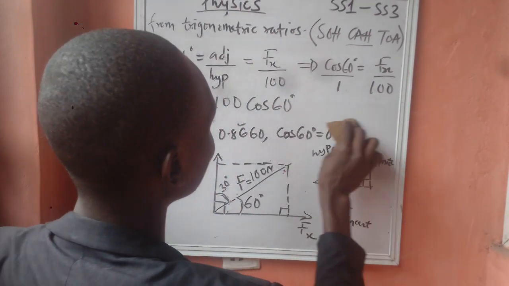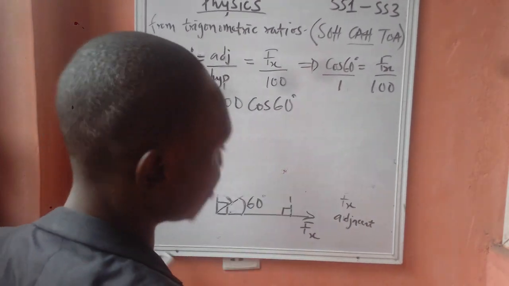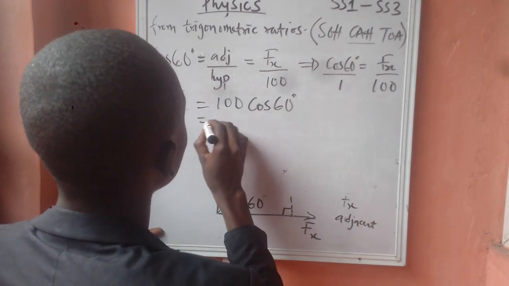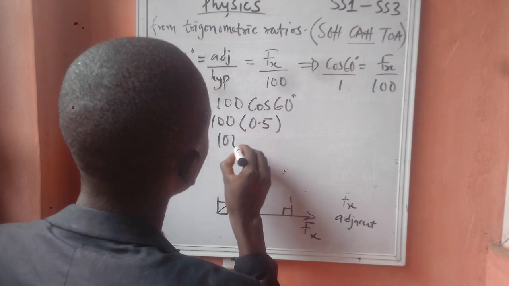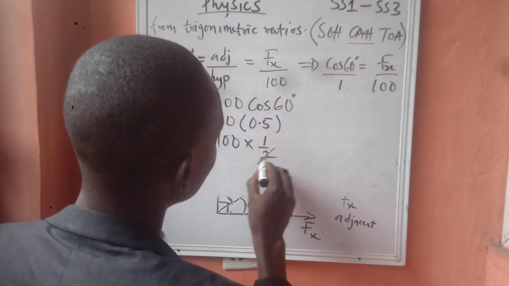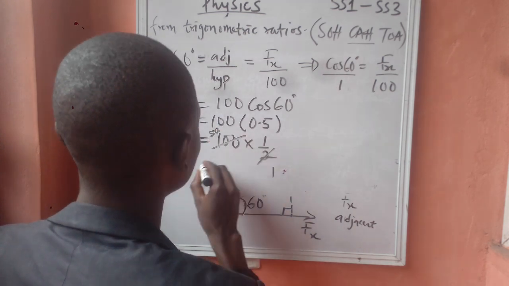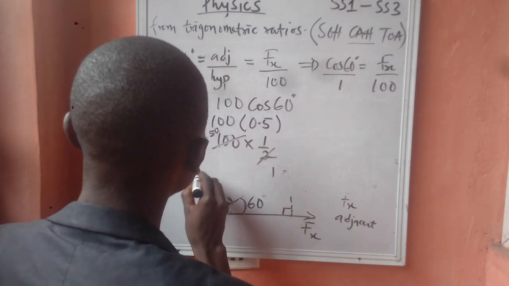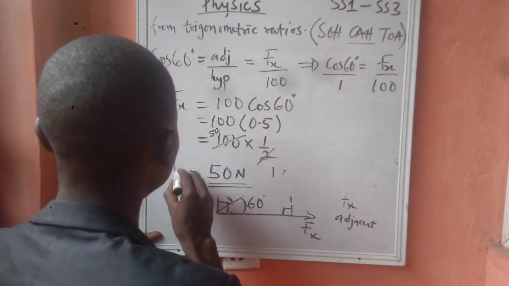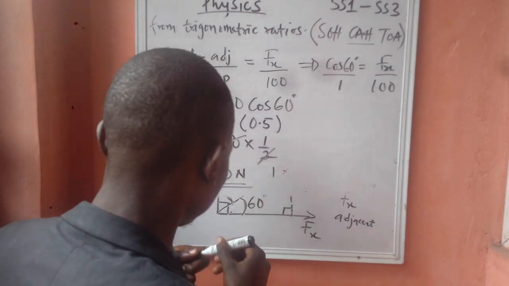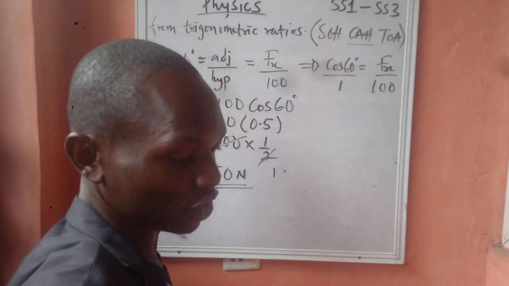We are told that cos 60 is 0.5. So this is 100 times 0.5, which is also 100 times 1 over 2. The 2 goes into 100 and gives 50. This is 50 Newton. So Fx equals 50 Newton.